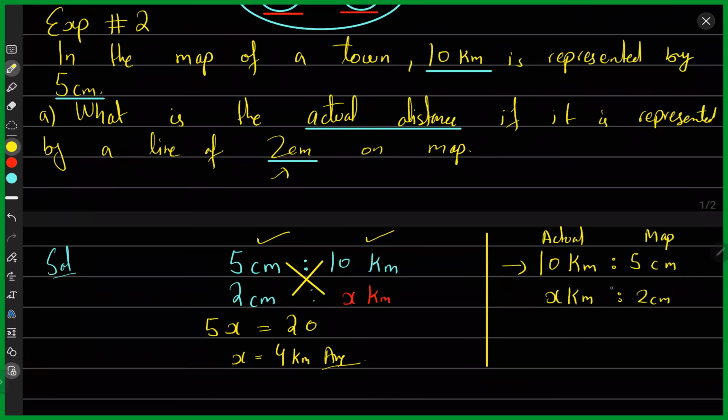This is what you need to make sure. And again, when you cross multiply, you would get 4. So the idea is to just write down actual under actual and the map figures under map figures. Otherwise, left or right does not matter.